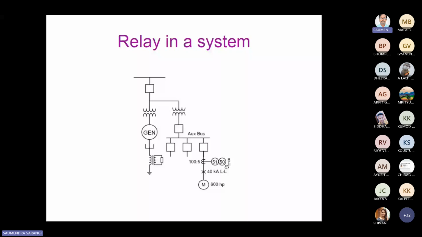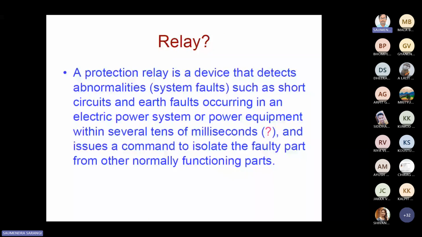A protection relay is a device that detects abnormalities, that is, system faults such as short circuit fault and earth fault occurring in an electrical power system or power equipment within several tenths of a millisecond, and issues a command to isolate the faulty part from the other normal functioning part.